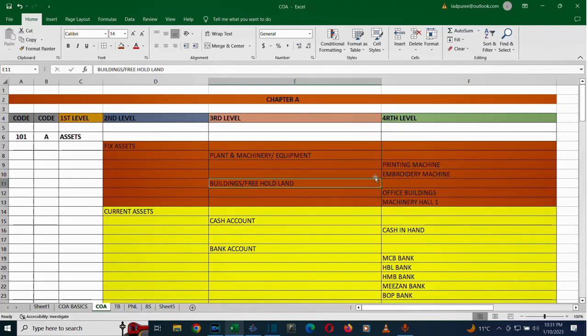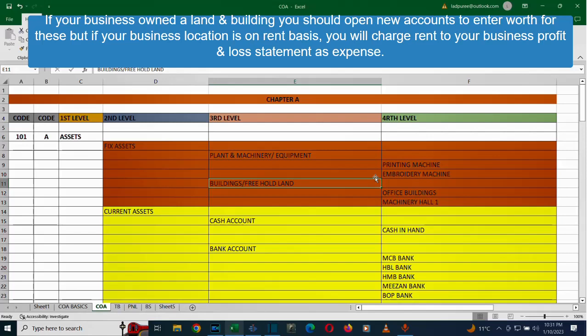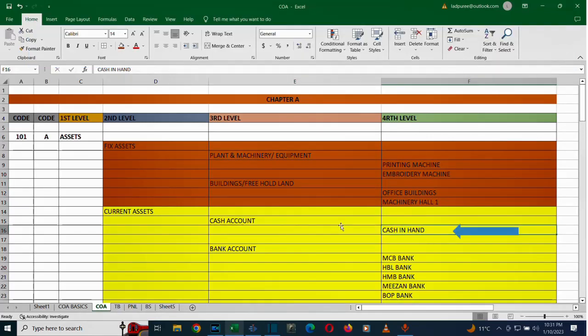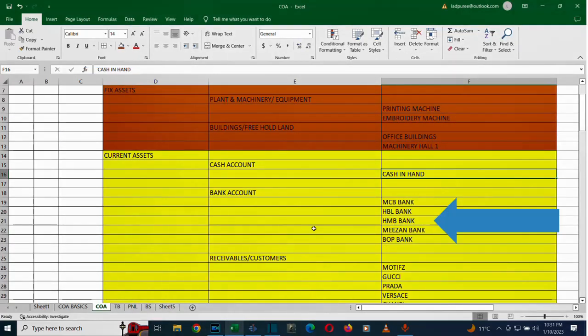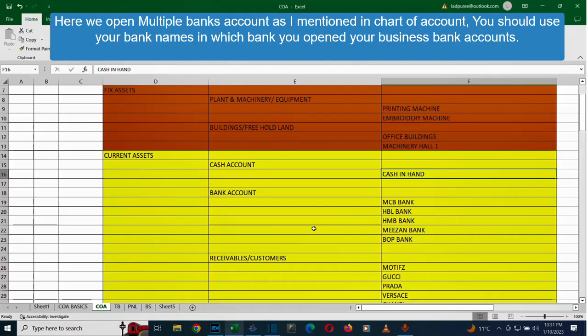If your business owns land and buildings, you should open new accounts to enter both of these. But if your business location is on a rent basis, you will charge rent to your business profit and loss statement as an expense. Then we open cash in hand, a 4th level account under the 3rd level cash account. Actually, cash in hand is the amount of cash in your business at the end of the financial tenure.